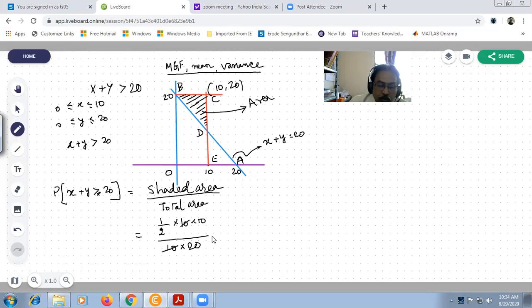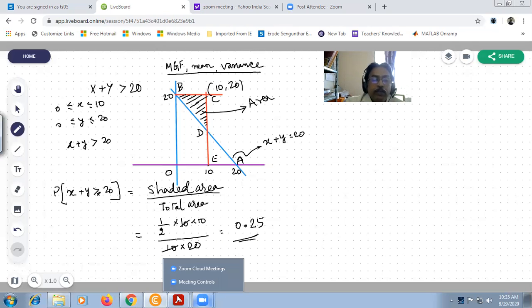So this is 5 by 20. This is 1 by 40. That is 1 by 4, 0.25. 0.25 is the answer.